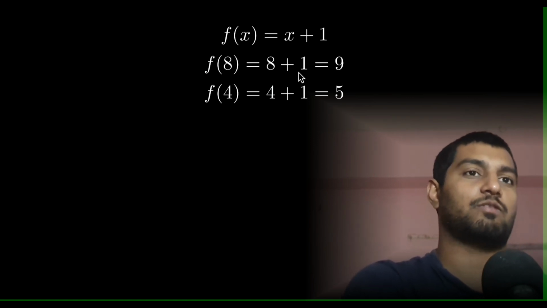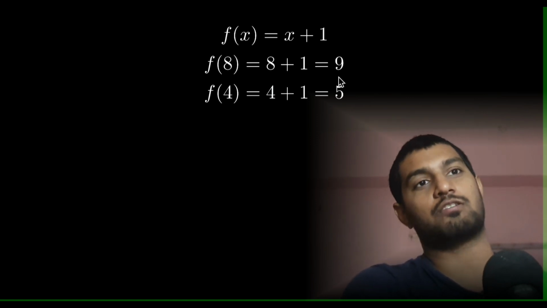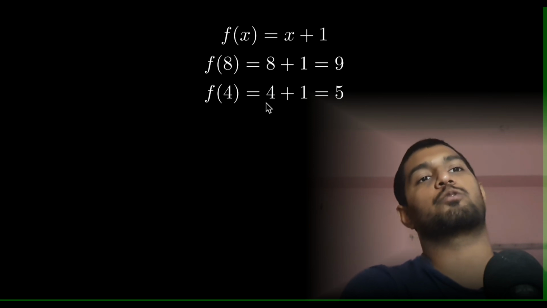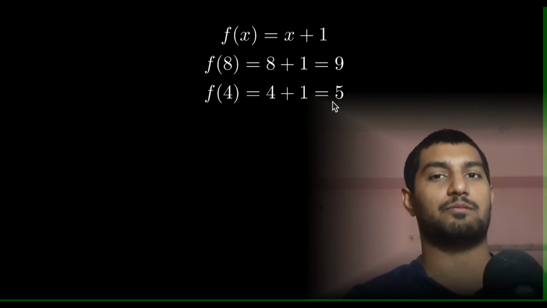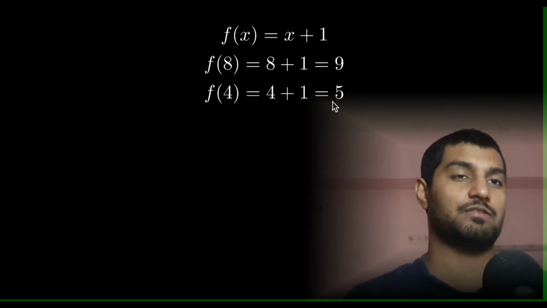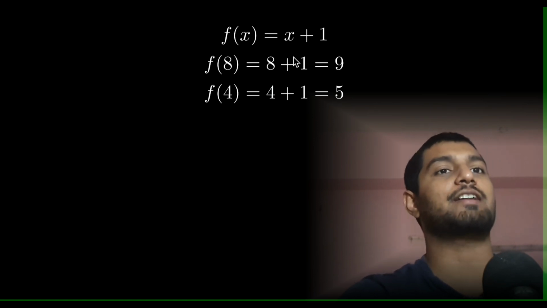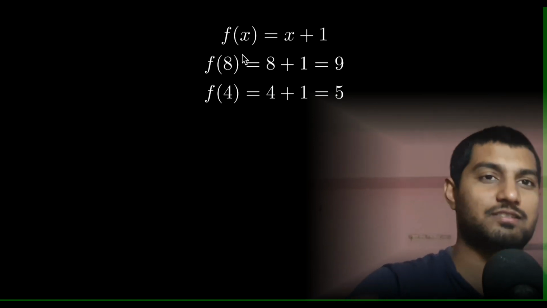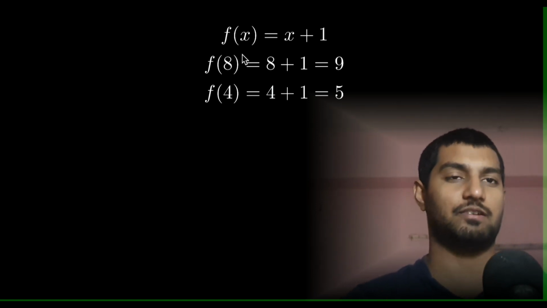So 8, I'll pass on 8 plus 1, 9, which we also got through the graphical method as well. 4 plus 1 is 5, that I also got from the graphical method as well. So this way, but there is a systematic way to find the equation as well. You don't have to guess or see the pattern or something like this, which we're going to see going forward.